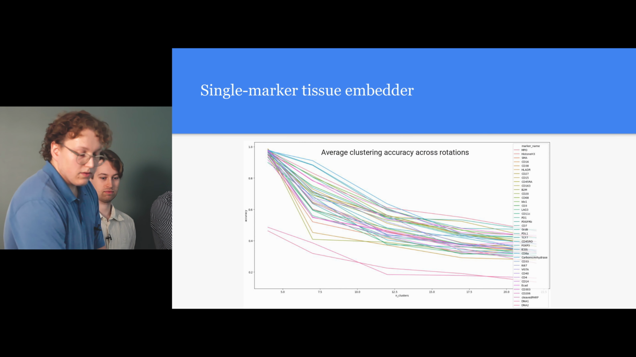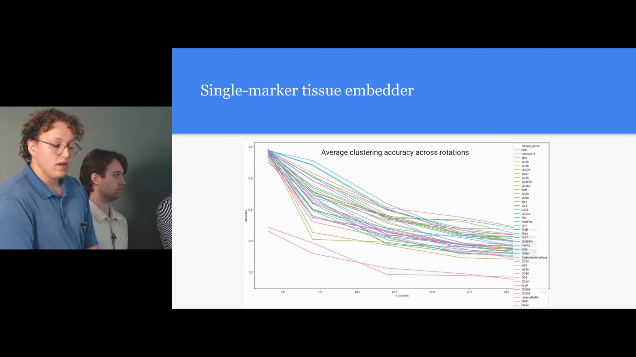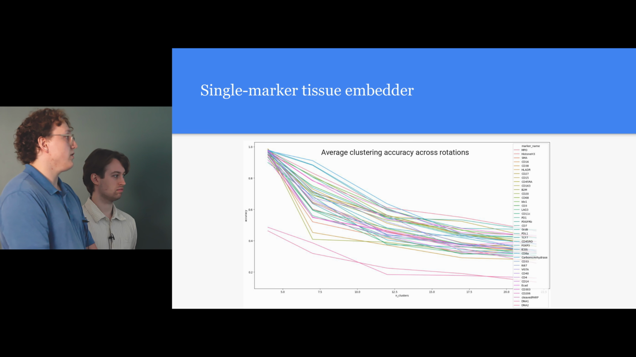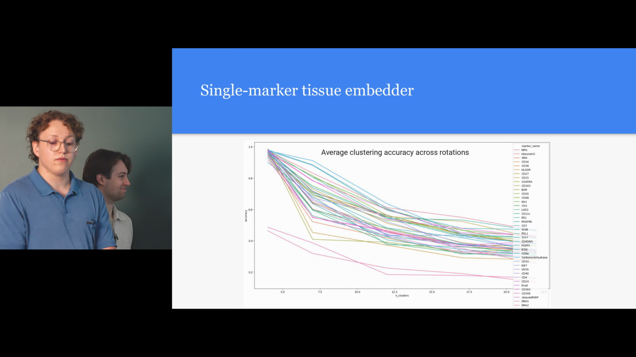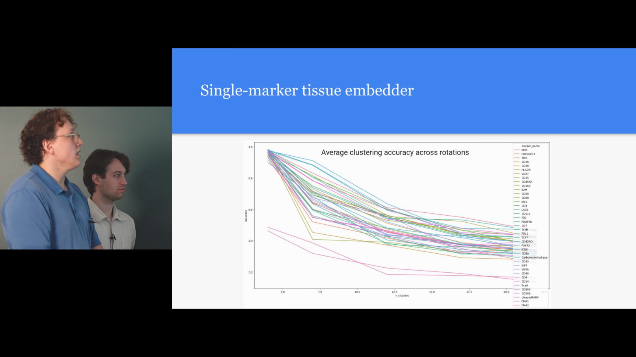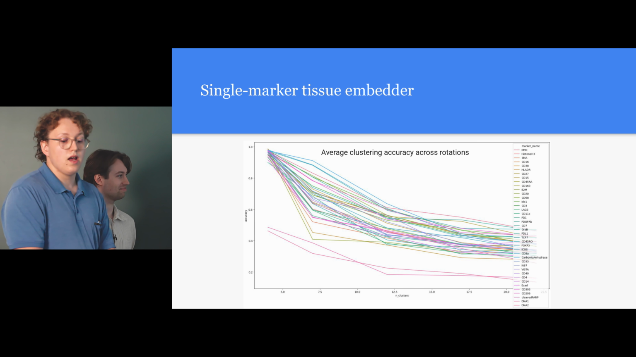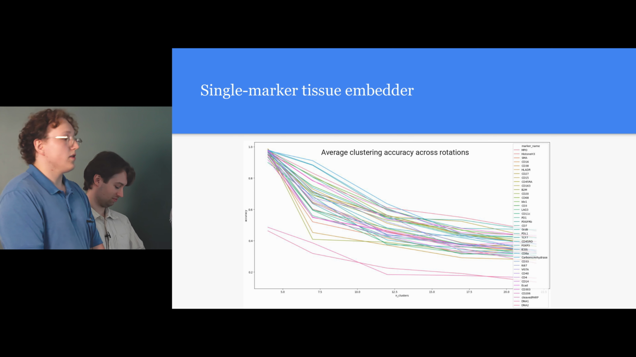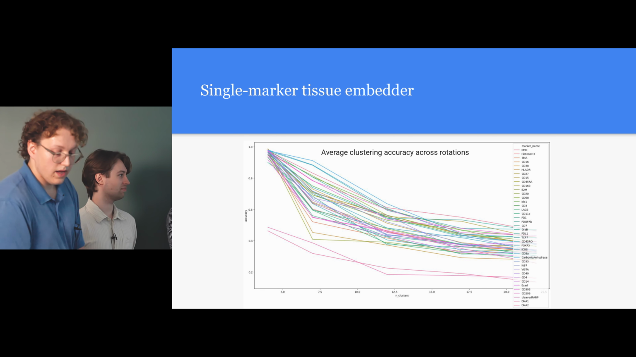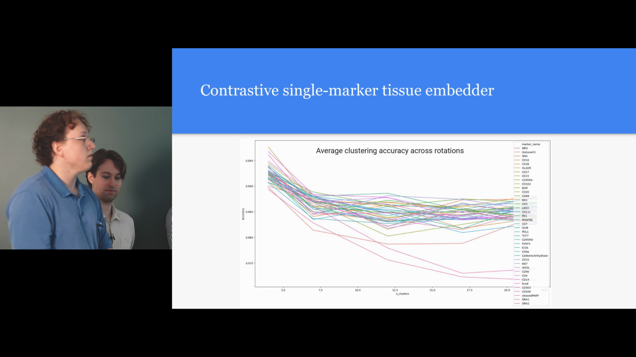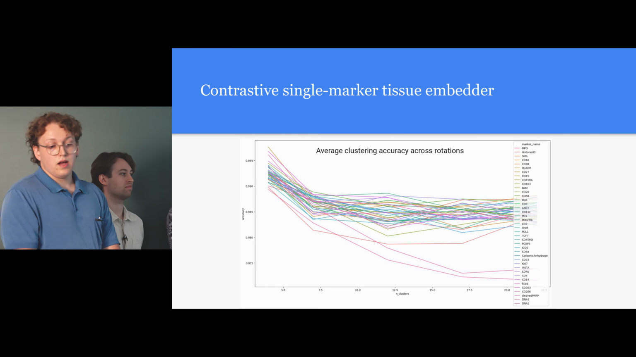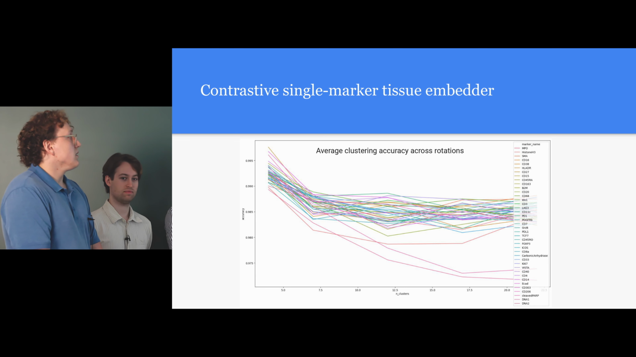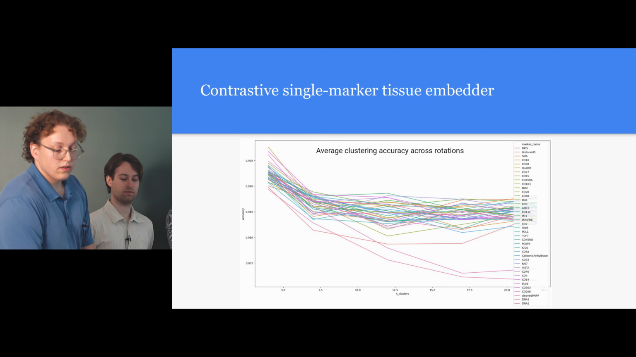In those experiments, I measured the average cluster retrieval accuracy across different rotations and different numbers of clusters. For the vanilla tissue convolutional embedder, we can see that the accuracy is dropping very fast. And for the version of the model with the contrastive learning objective, the accuracy is not dropping that much.